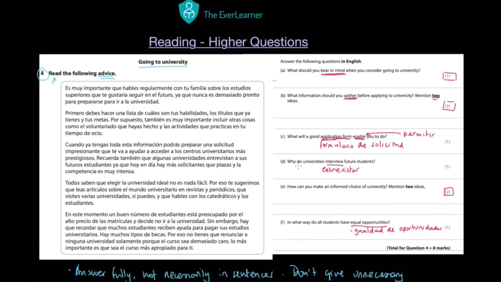But it's important that you understand the questions well and that you know what sort of thing to expect. So you would read the whole text once, which we're not going to do, before you start answering any questions, and then on the second reading you would start looking for the answers. So what should you bear in mind when you consider going to university? Let's start reading. Es muy importante que hables, notice here, okay, what did we just say?